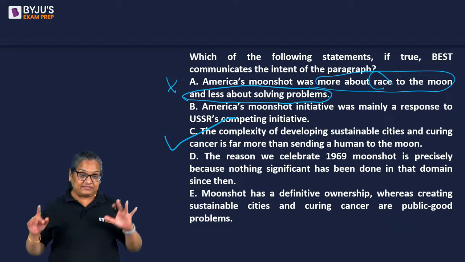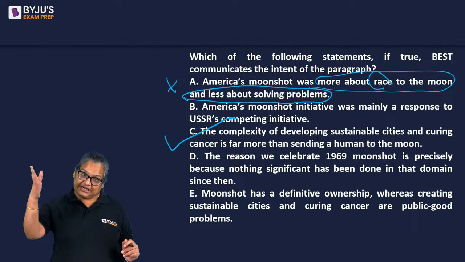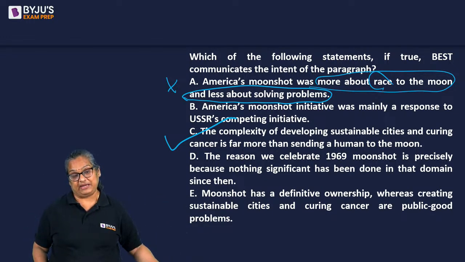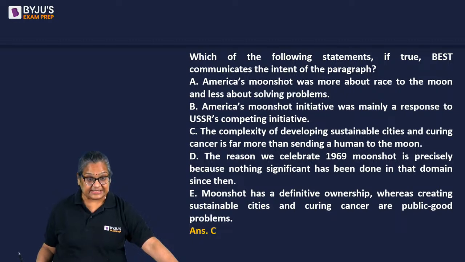The author obviously believes that the analogy is not correct. If you can do that, why can't you do this? That is different, this is different. This is much more complicated. That is what he is trying to convey. Therefore, the correct answer is C.